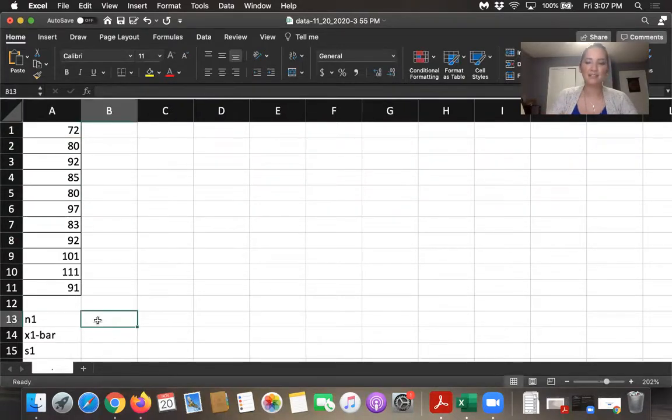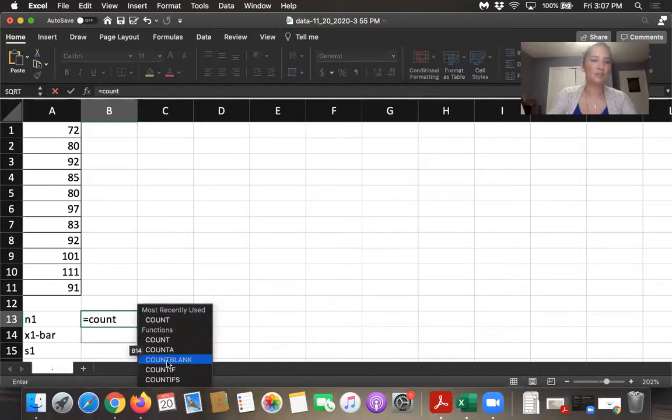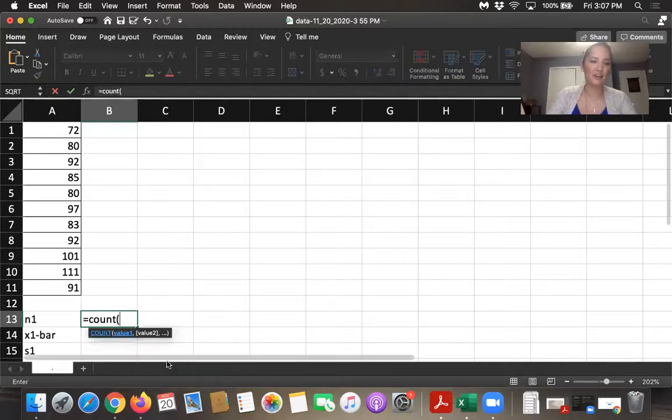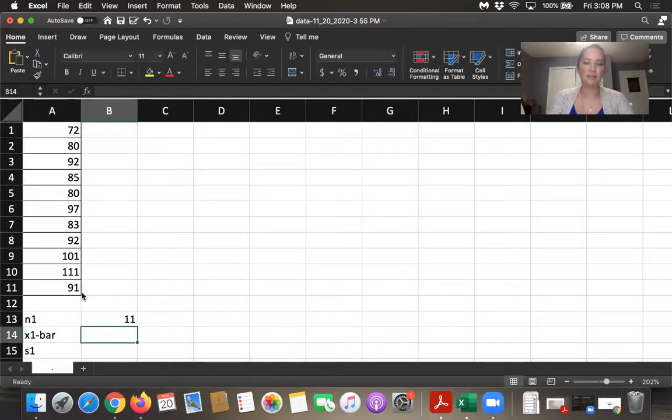But if it didn't happen to line up that way, and sometimes it doesn't, sometimes you're looking at someone's spreadsheet and it doesn't start at 1, you can just type equals count and then select the cells that you're interested in, close parentheses, and you get the correct count. So there are 11 values in our sample. And then we want the mean of these values.